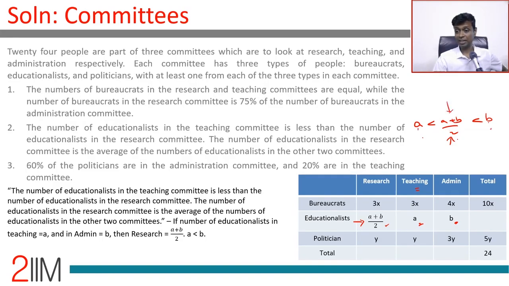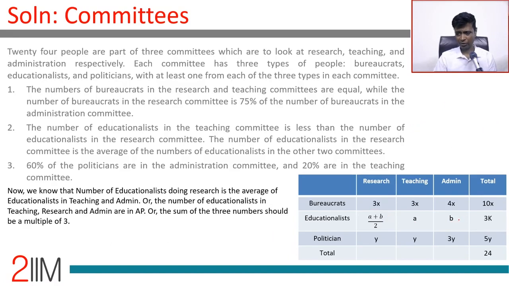These 3 terms are in AP, so the middle term is the average of the other two, and the total is 3 times the middle term. Or the total number will be a multiple of 3, 3 times (A plus B) by 2, if we add all this. Which is very interesting, because this has to be a multiple of 3. Now, I'm not interested in these numbers. I'm very interested in these numbers.